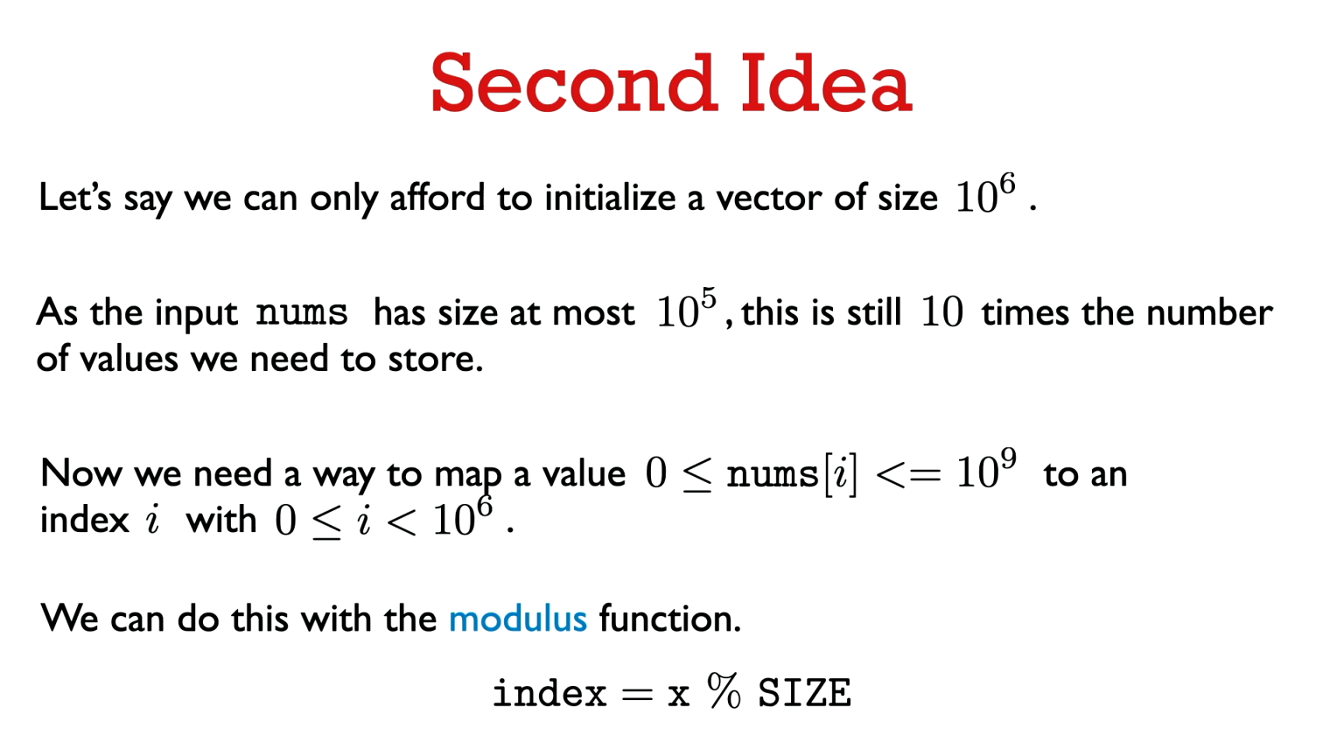So one way that we can map these numbers between 0 and 1 billion into a number between 0 and strictly less than 1 million is to look at the remainder when x is divided by 1 million. When x is non-negative, this is always going to be a non-negative integer, and it's going to be between 0 and 999,999. So thus, it will be a valid index into our vector.